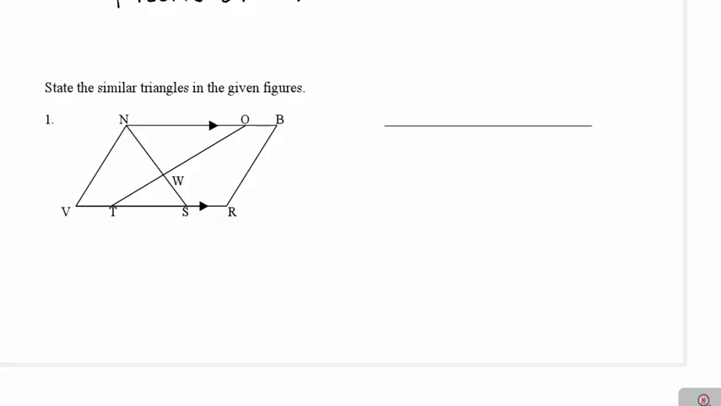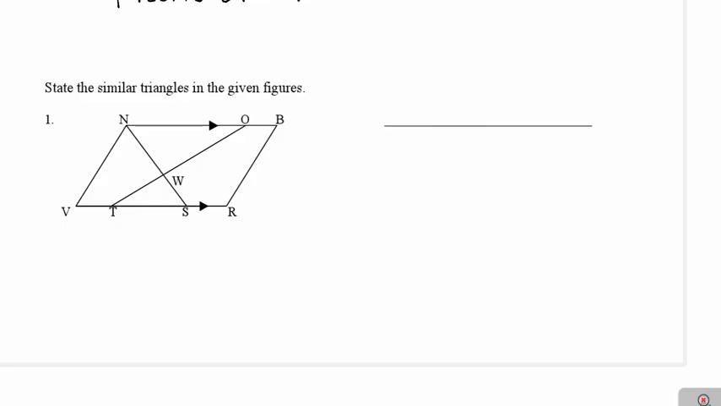Okay, so I'd like you to take the next few minutes and we're going to practice identifying similar triangles from a diagram. This is kind of tricky at first, but once you get the hang of it, it's not too bad. We're going to do this first example together, and then I'm going to have you pause the video and try the next few examples on your own. For this diagram, we're given that segment NB is parallel to VR because we have those parallel tick marks. And we want to identify which triangles in this diagram are similar.